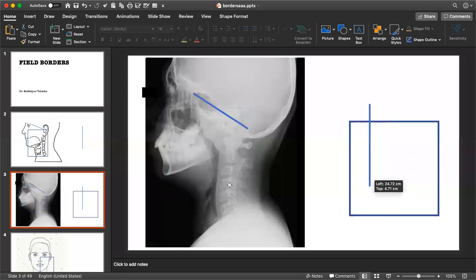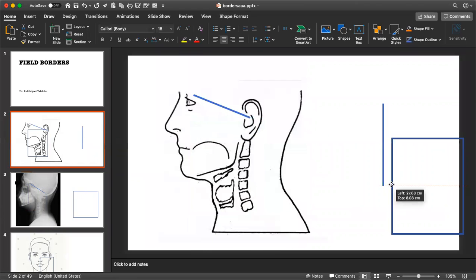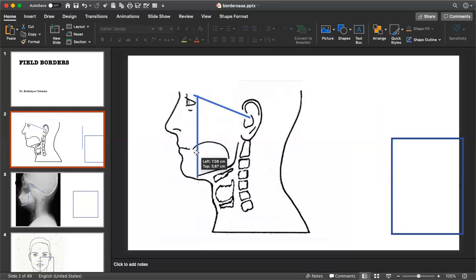Now coming to your anterior field. Your anterior field would be behind the lateral canthus of the eye. So it should be somewhere around here, and it should be parallel to the slope of the face. If the face is slightly slanting, you may make it parallel to the slope of the face. I'm just drawing a straight line here. It should go through the lateral canthus, and it should be parallel to the slope of the face.